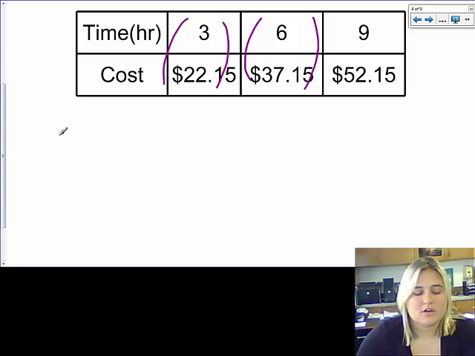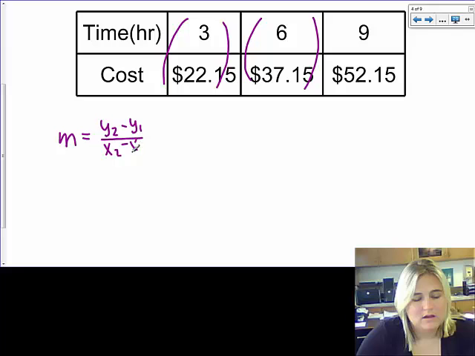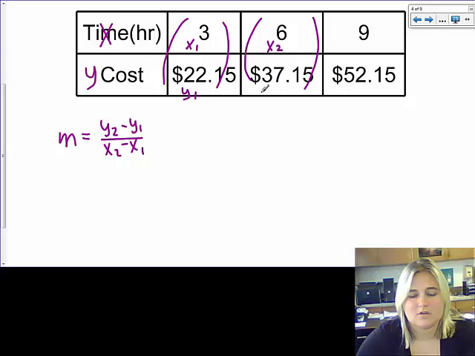I want you to know that the slope formula is m equals y sub 2 minus y sub 1 over x sub 2 minus x sub 1. So whenever we have this, we have x and we have y. We want to know dollars per hour. That's going to be the rate. So what I have is x1, y1, and x2, y2. I'm going to use this information and plug it into my formula here.